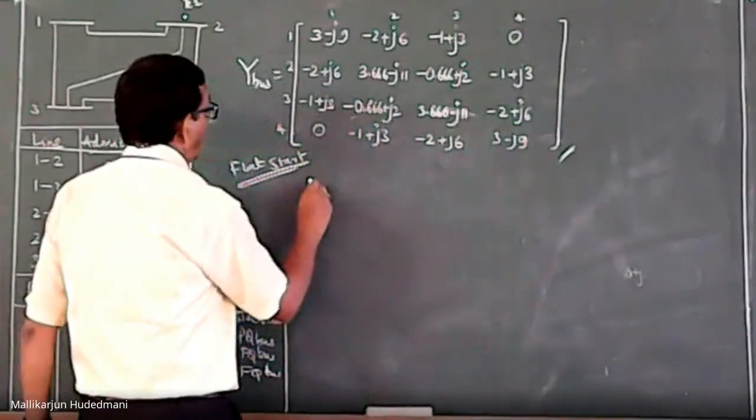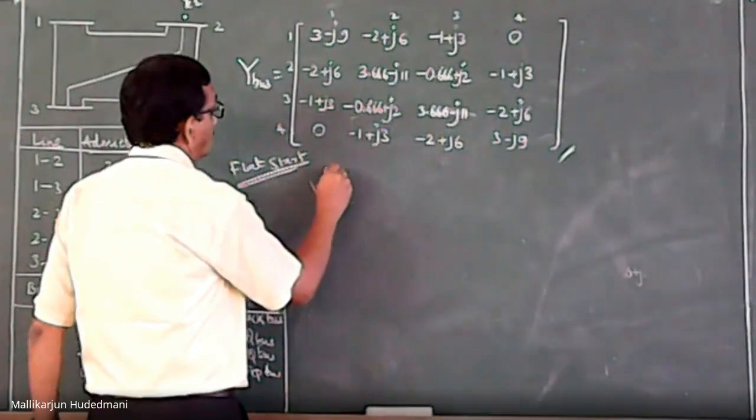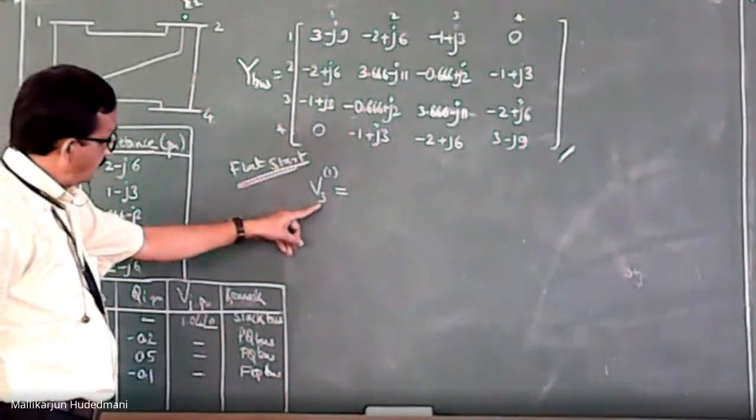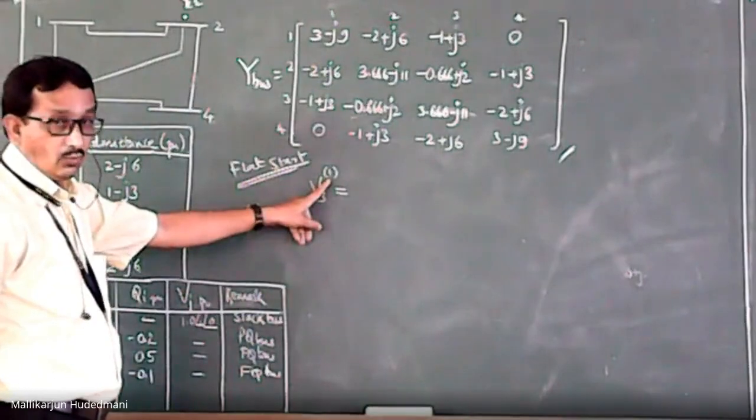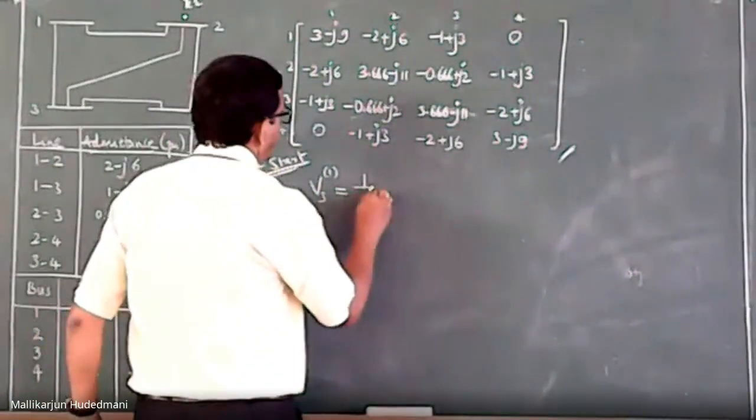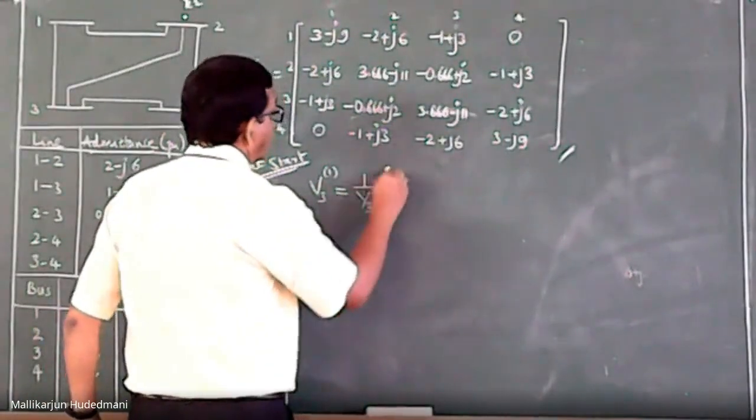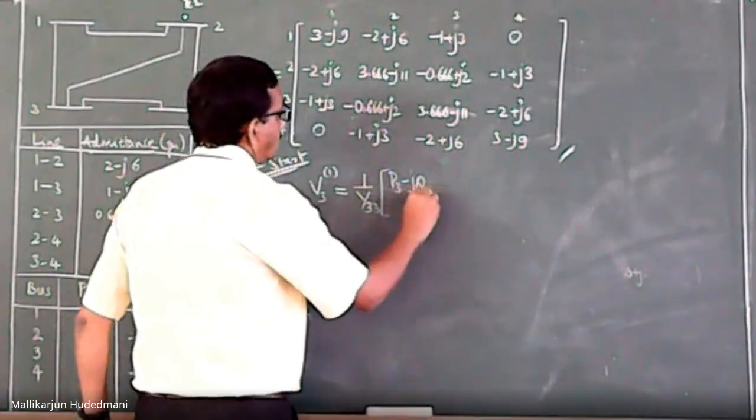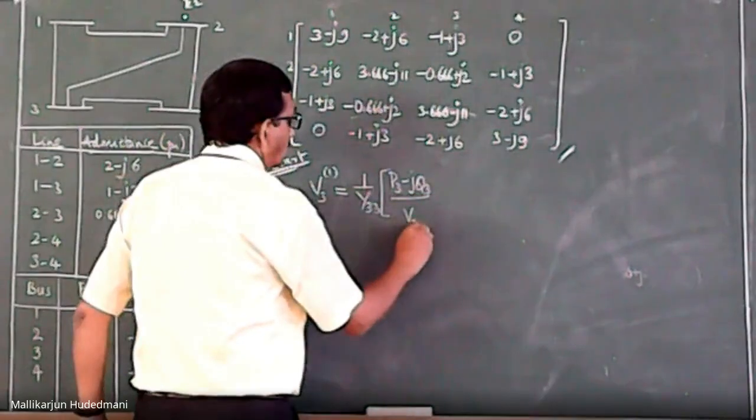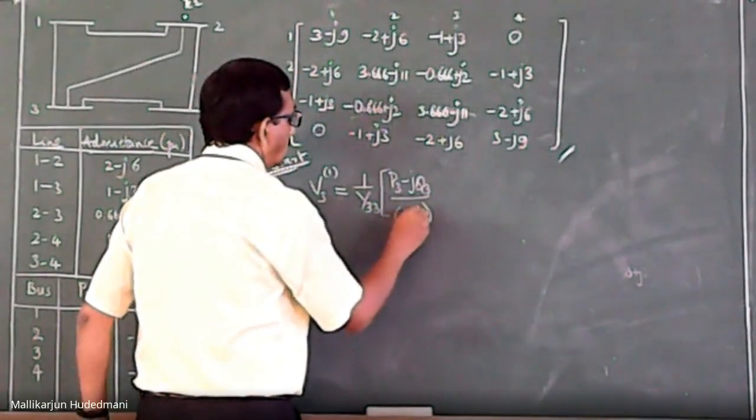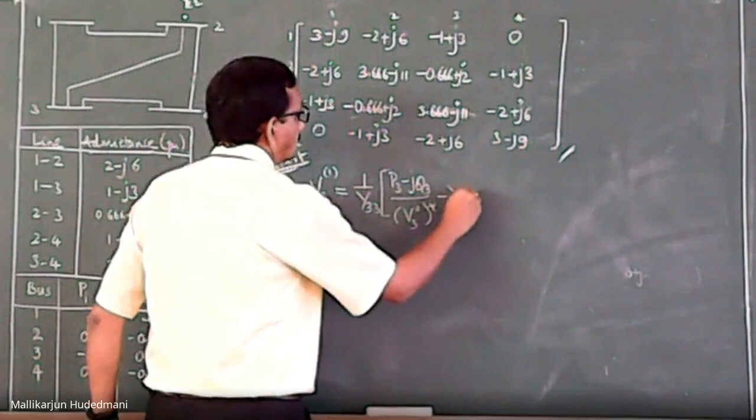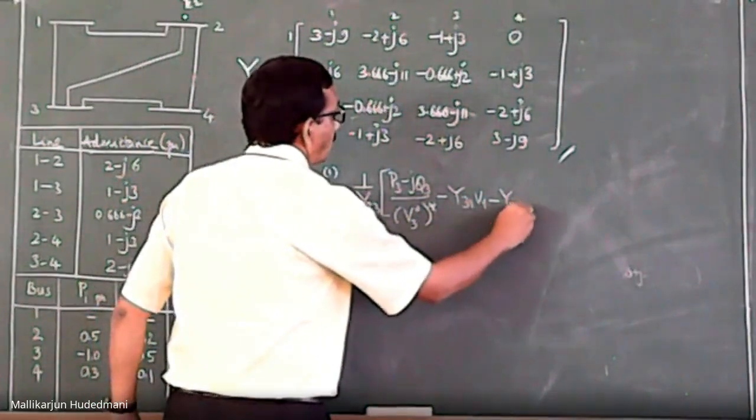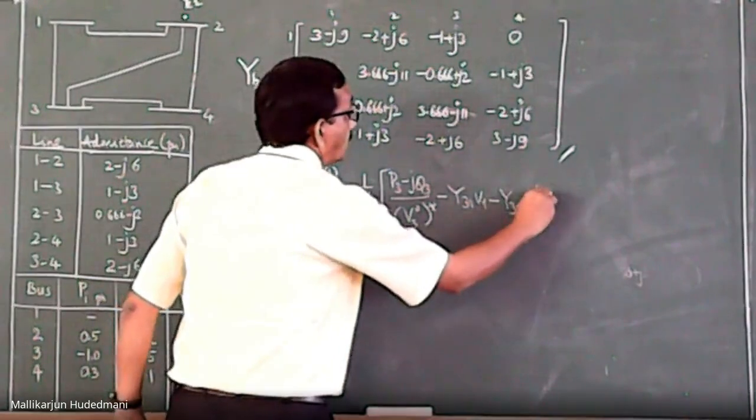Now I make it V3 of 1, the solution of bus 3 voltage at the end of equation number 1. If I write it: Y33, you follow me, P3 minus jQ3 over V30 conjugate, minus Y31 P1 minus Y32 V2 of 1.